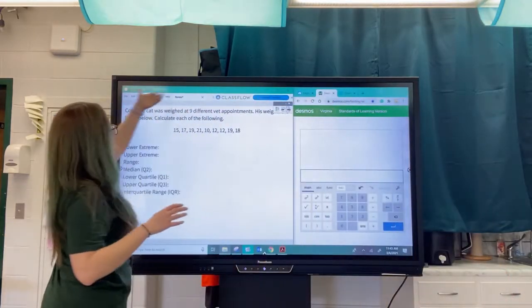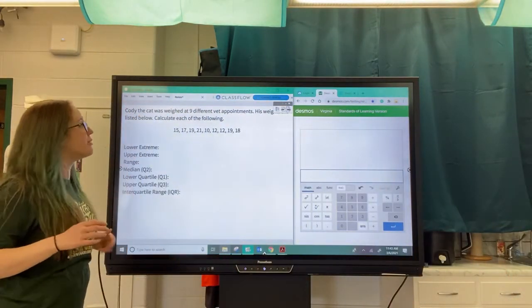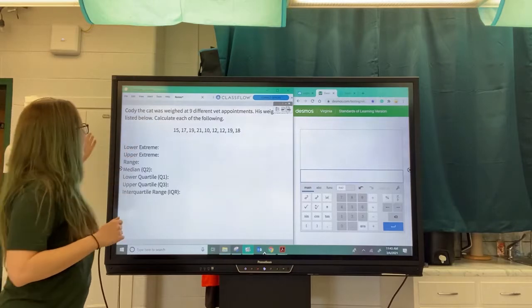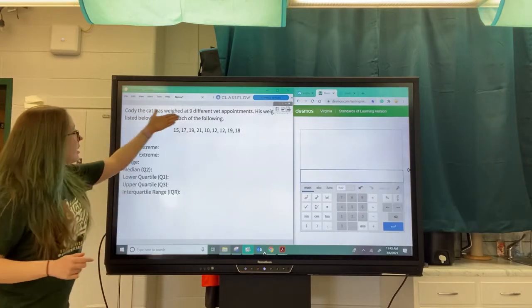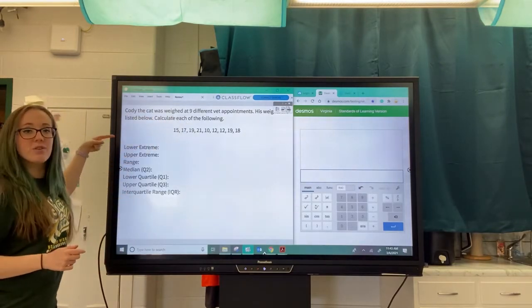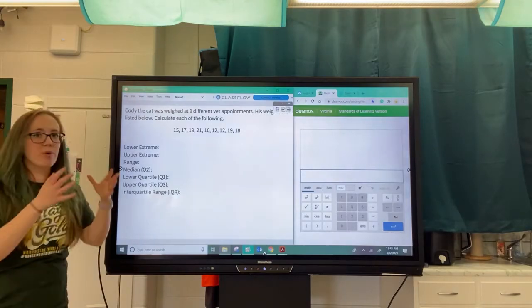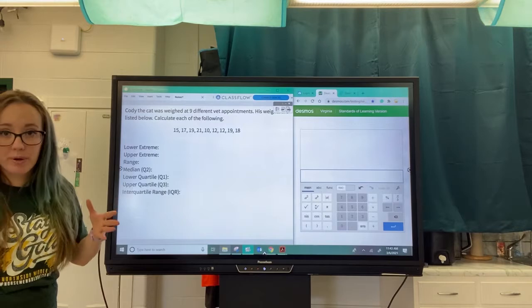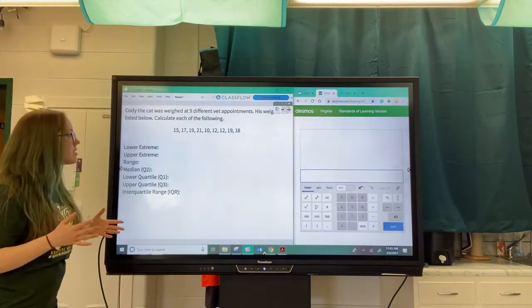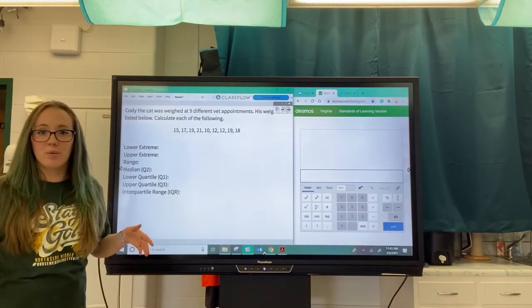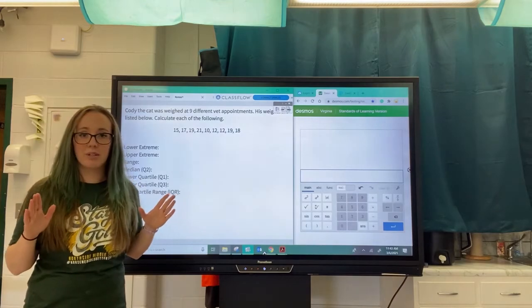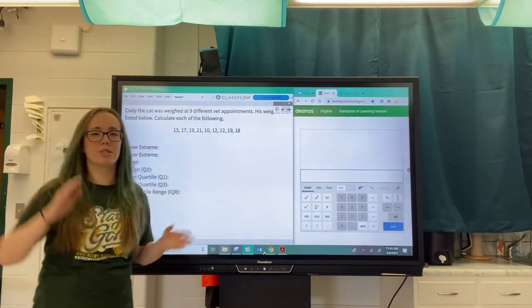This says, Cody the cat was weighed at 9 different vet appointments. His weights are listed below. Calculate each of the following, and then it has all of those words that Ms. Voss just went through. So keeping your vocabulary handy is super important while you are working on this. But let's break it down. We're just going to do one thing at a time, okay?